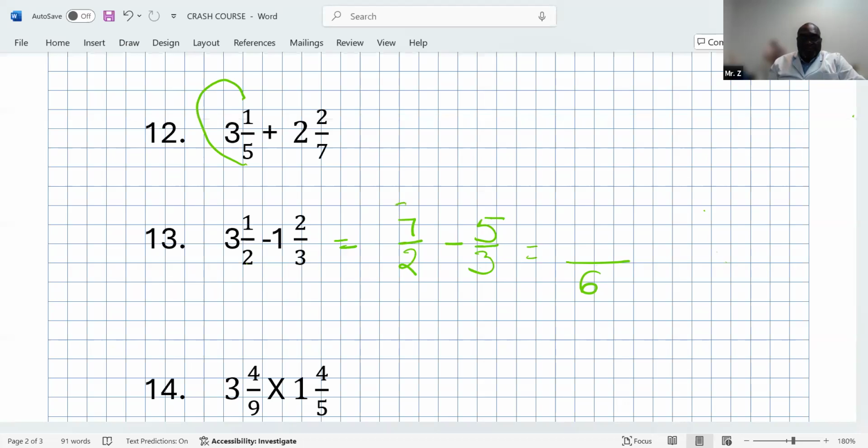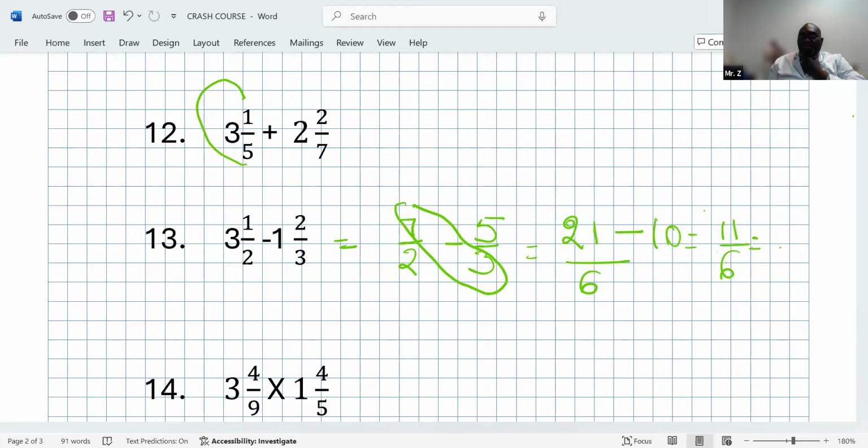Okay, so 2 times 3, you have 6, correct? Then you're going to do this fraction first. 7 times 3, you have 21. Then 2 times 5, you got 10. So you have 11 over 6. So what kind of fraction is this? It's an improper fraction. You've got to break that into a mixed number.